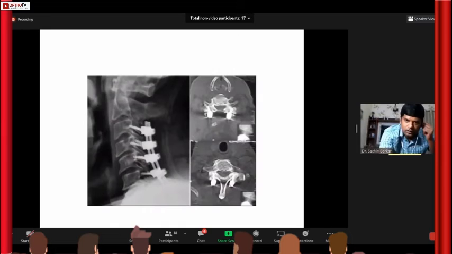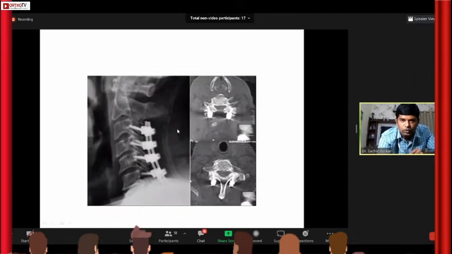And as you can see, the screw is going lateral. This is the vertebral foramen. So the screw, as we said, is going lateral and cranial, and this is parallel to the facet joint.